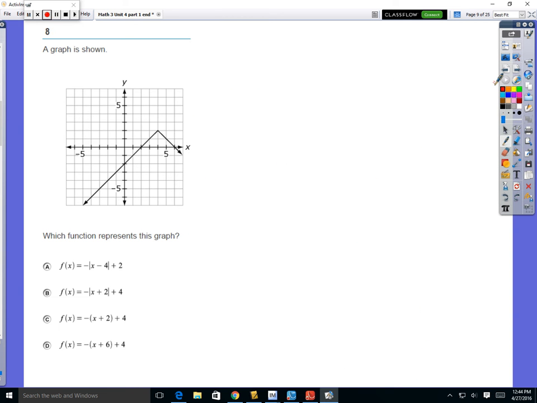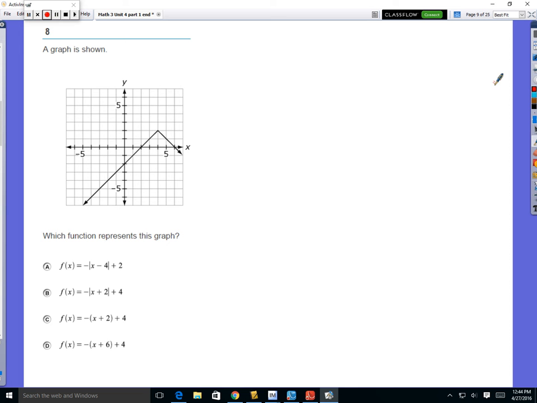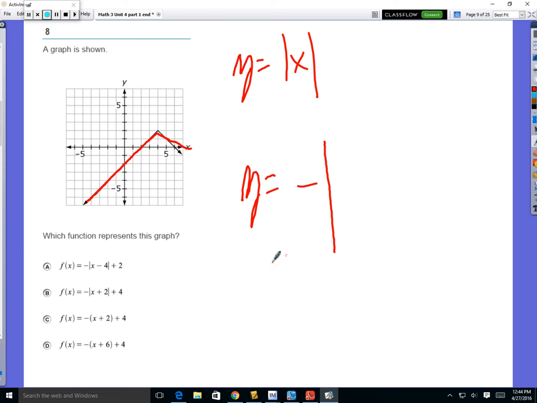Eight. Okay, these V's. If it is a V, that is absolute value. What flips this upside down? If you put a negative out in front, it's going to flip it upside down. So we can kill C and we can kill D. So it's either going to be A or B.